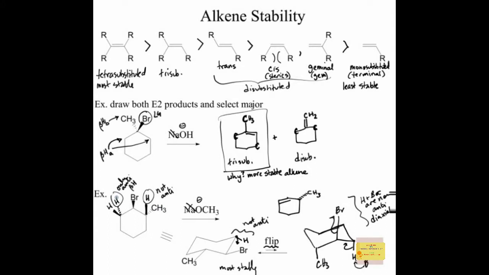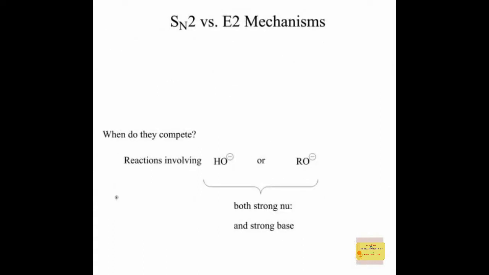So you'll find that some cyclohexyl halides do very fast E2 eliminations. Some are very, very slow. And this is an important thing to take a look at when you're considering such cases. So now that we know what an E2 mechanism looks like, let's consider its competition with the SN2 mechanism.